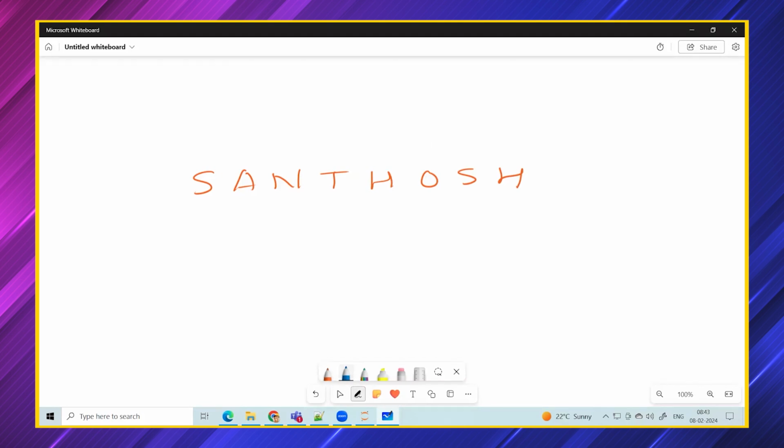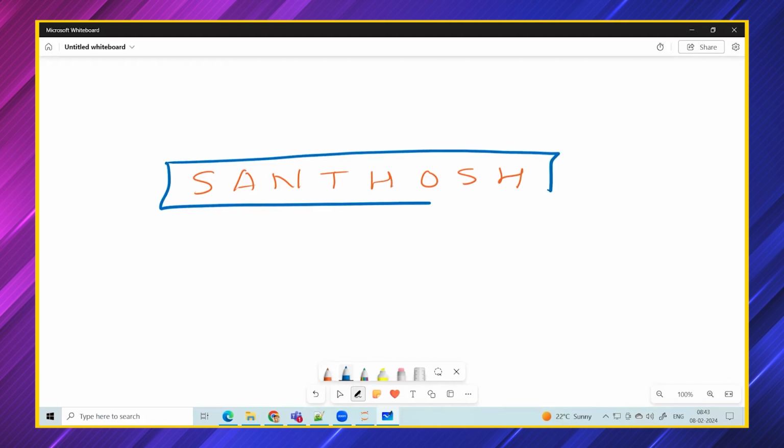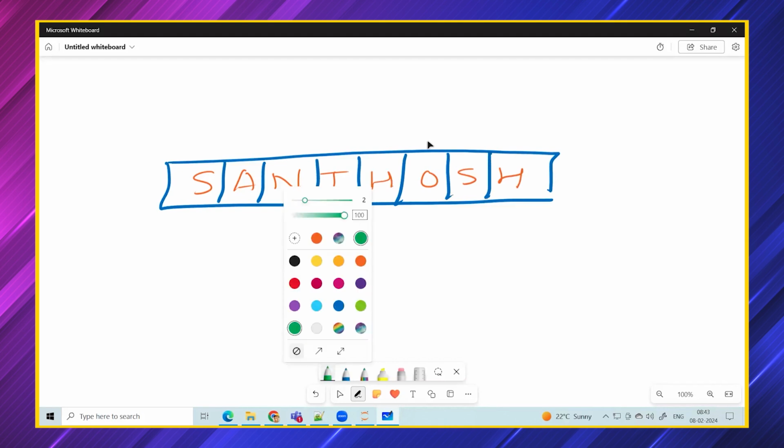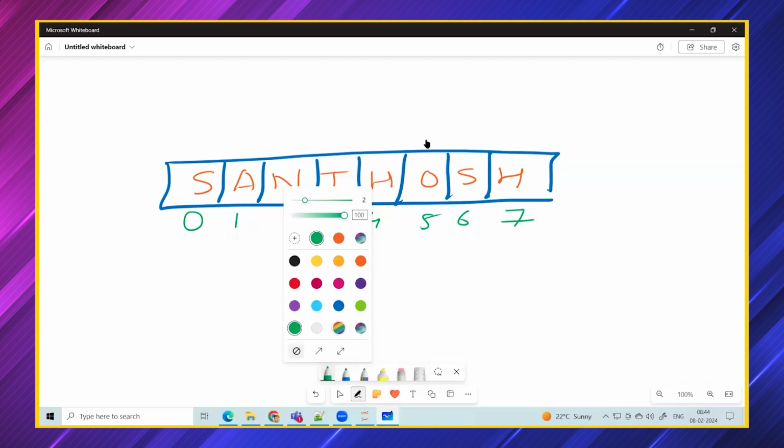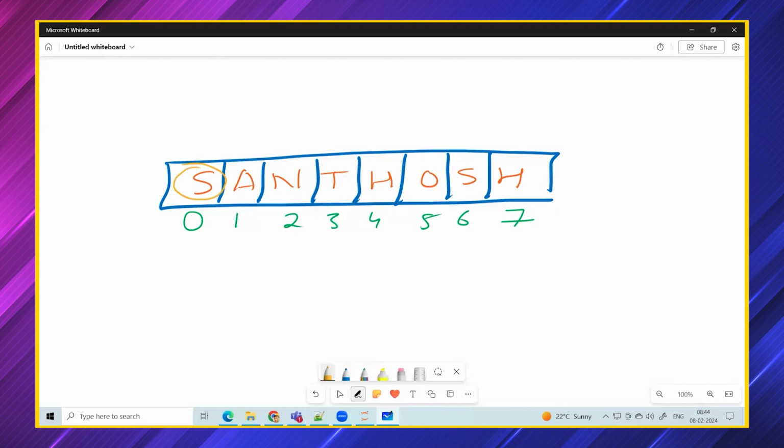So this is a box, memory box. So in the memory box, 1, 2, 3, 4, 5, 6, 7, 8. So the index starts from 0, 1, 2, 3, 4, 5, 6, 7. Right? Now my requirement is I have to access S, I have to access N, I have to access H, I have to access S. This is my requirement.